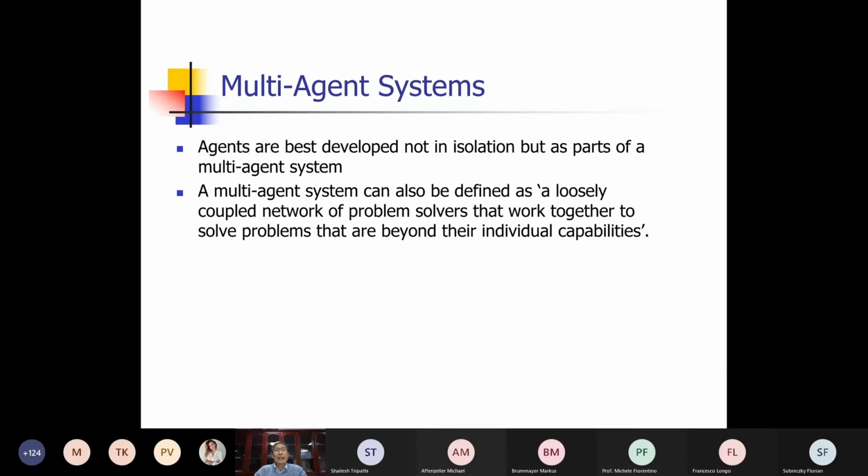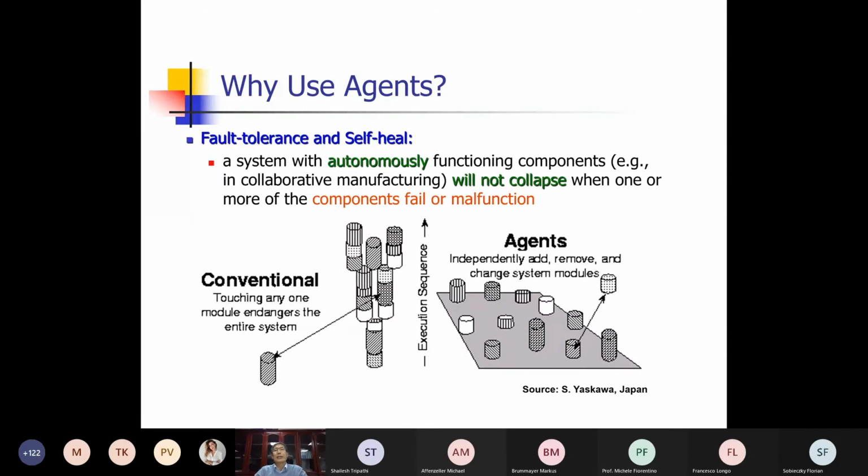This is a very important concept. The keyword here is loose coupling, which means they are not highly coupled. That is very important because in a loosely coupled system, if one component fails, the other components should continue to work. I think I have a next slide to show this concept.